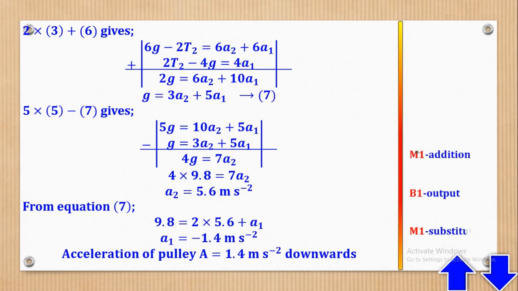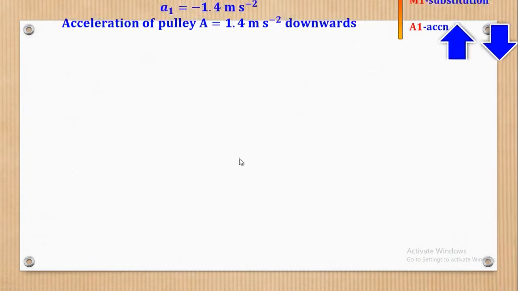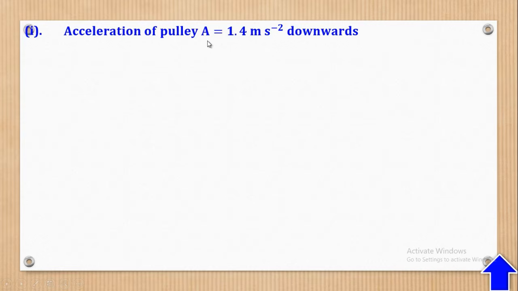So M1 is for addition, B1 is output, M1 addition, and A1 is output with the correct direction. Therefore, you're already seeing that the acceleration of pulley A is 1.4 meters per second downwards. Therefore, for Roman 2, they wanted the acceleration of all the hanging masses. Therefore, A2 minus A1 will be equal to this.